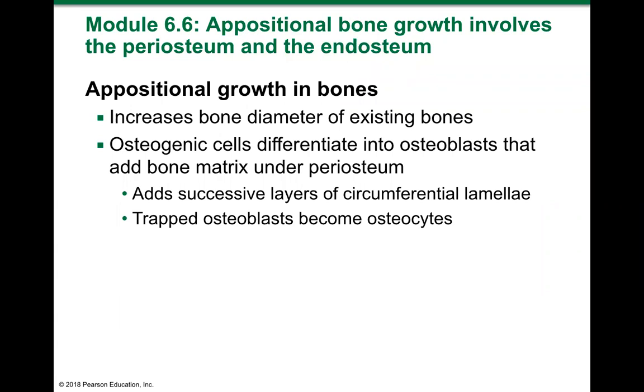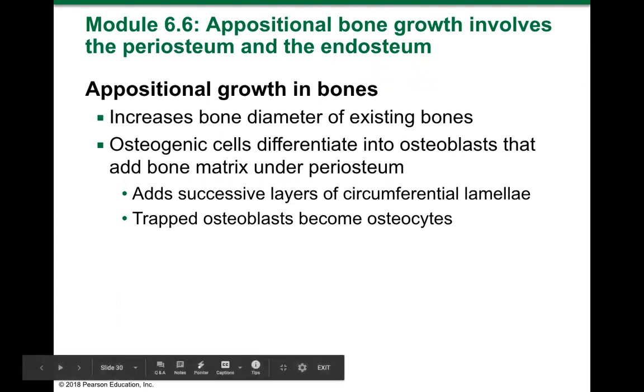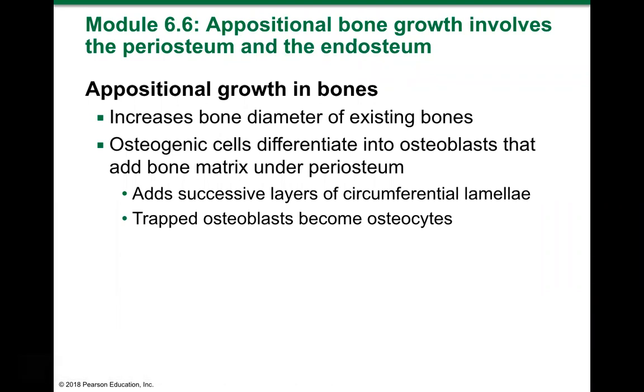So appositional growth overall, this is when you are widening the bone. So you're either widening or narrowing, or you're maintaining. So it's that kind of diameter change that we're talking about. And if you remember the types of cells that we talked about, osteogenic cells are the stem cells. So they will differentiate into osteoblasts, and osteoblasts are going to be adding. I think we had a big plus next to osteoblasts because they are going to be adding bone matrix.